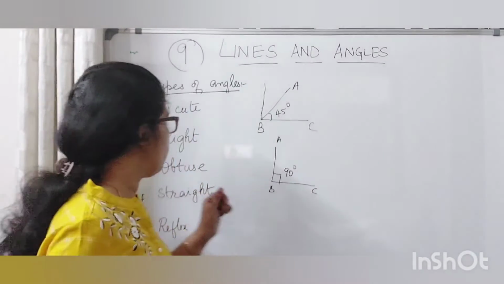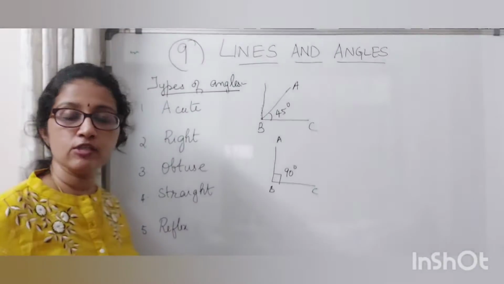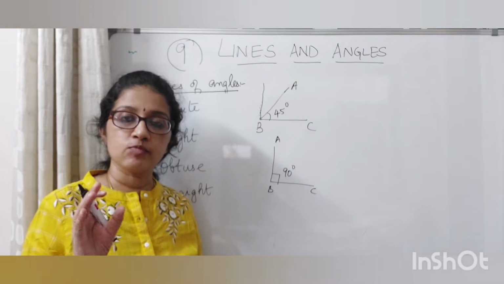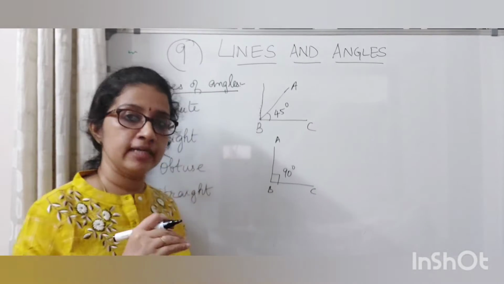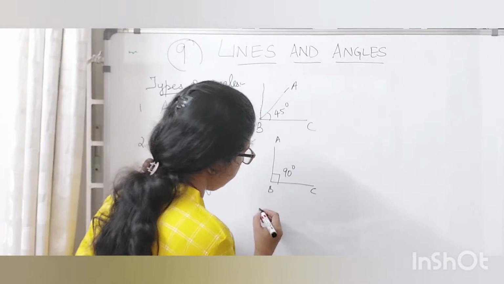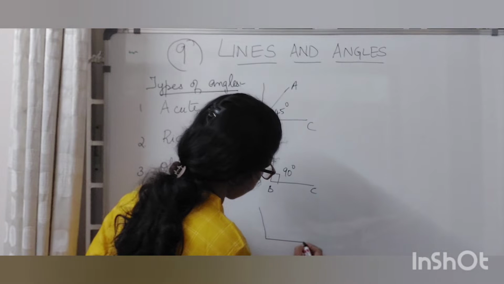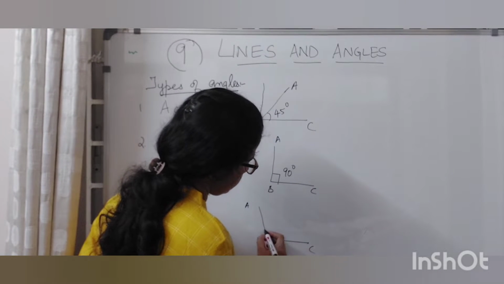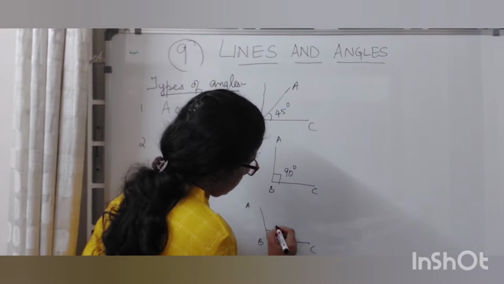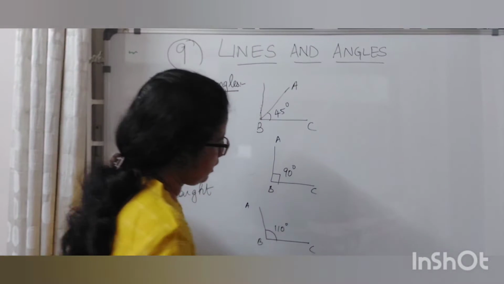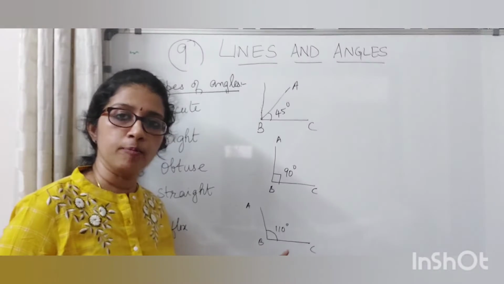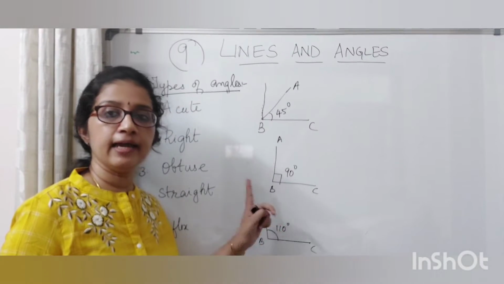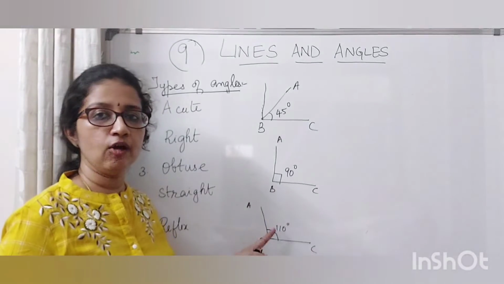Now what is the next one? Obtuse angle. What is an obtuse angle? An obtuse angle is an angle which lies between 90 degrees and 180 degrees. For example, A, B, C. Let this be 110 degrees. So this is an obtuse angle. Its measurement lies between 90 degrees and 180 degrees.